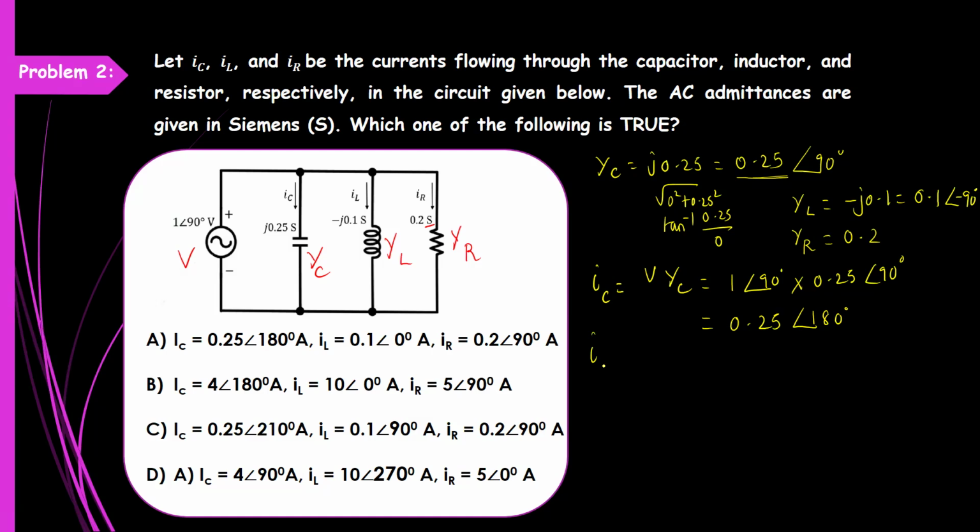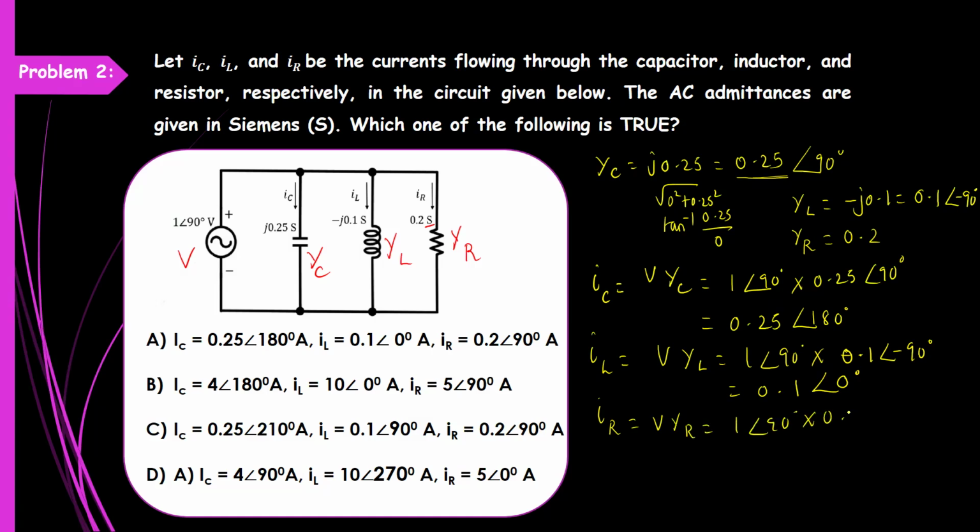Okay. And the current through the inductor, IL equals V into YL, which is 1 angle 90 degree into 0.1 angle minus 90 degree. When we multiply, 1 into 0.1 is 0.1, and the angle 90 degree plus minus 90 degree becomes 0 degree. And the current through the resistor is V into YR, which is 1 angle 90 degree into 0.2. So that is 0.2 angle 90 degree. Okay. So we got the answers for the current through the capacitance, inductance and resistance.